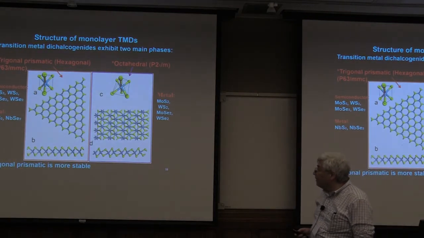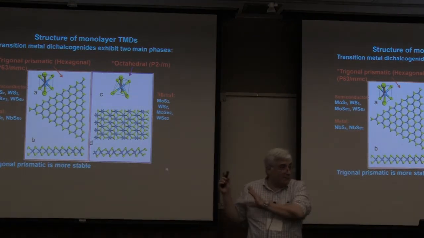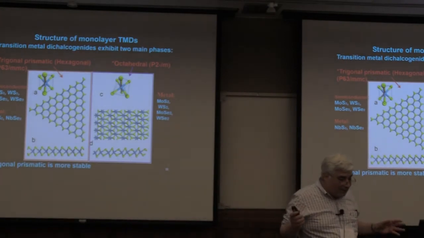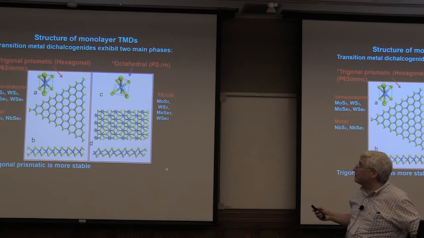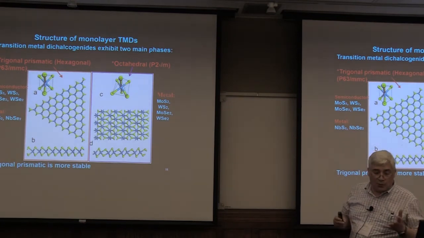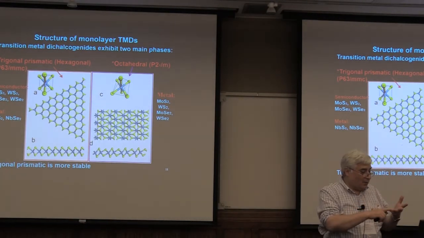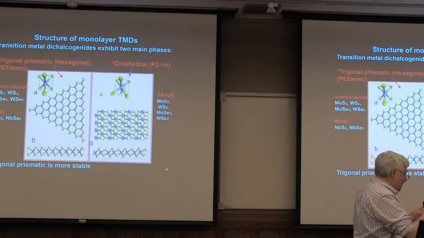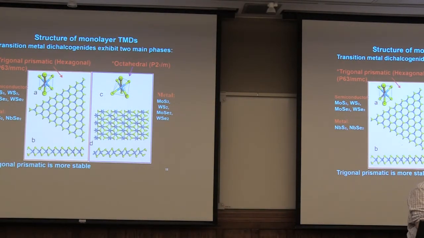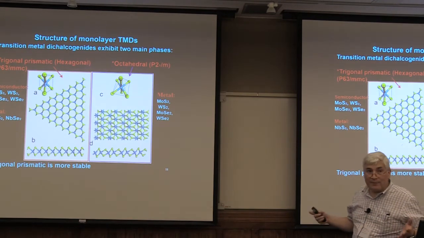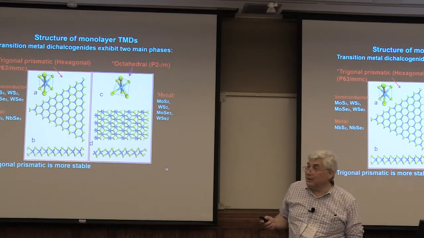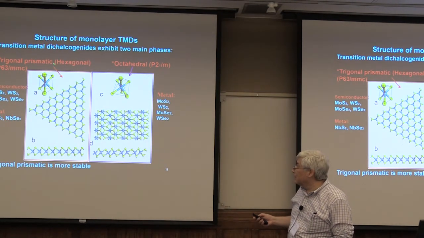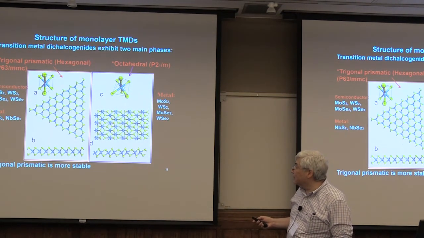Okay, now this is about the structure of graphite and graphene. Now, what can we say about the structure of transition metal dichalcogenides? If we consider molybdenum sulfide, tungsten sulfide, molybdenum diselenide, tungsten diselenide, niobium disulfide, niobium diselenide, for example, we have two phases which are the most stable. One is the trigonal prismatic, and it's called trigonal prismatic because here we have a trigonal prism.